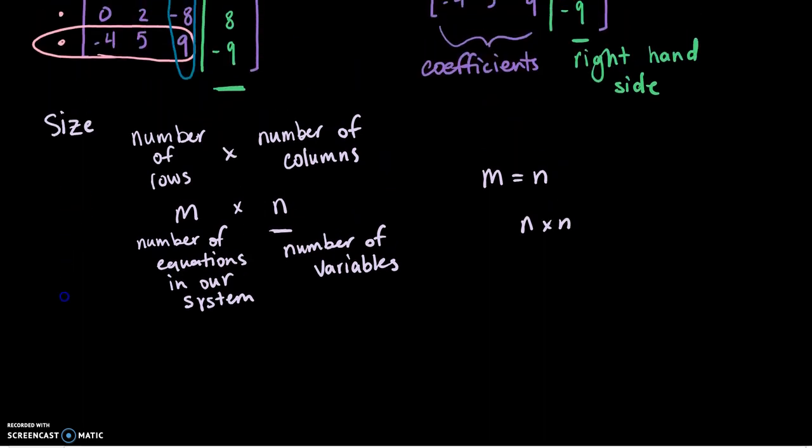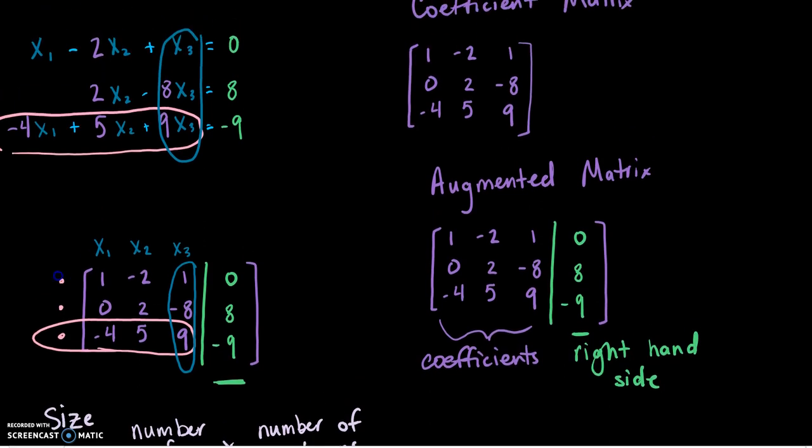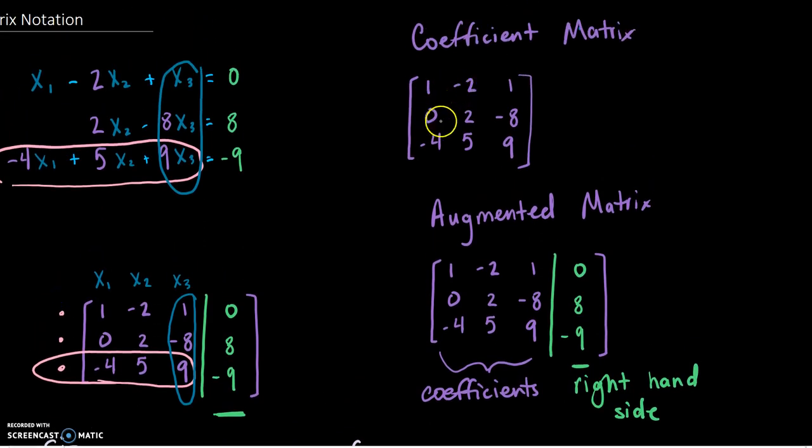But most importantly, just think about the differences between our coefficient matrix right here and our augmented matrix. Our augmented matrix is literally our coefficient matrix augmented with the right-hand side of the equations of our linear system over here.